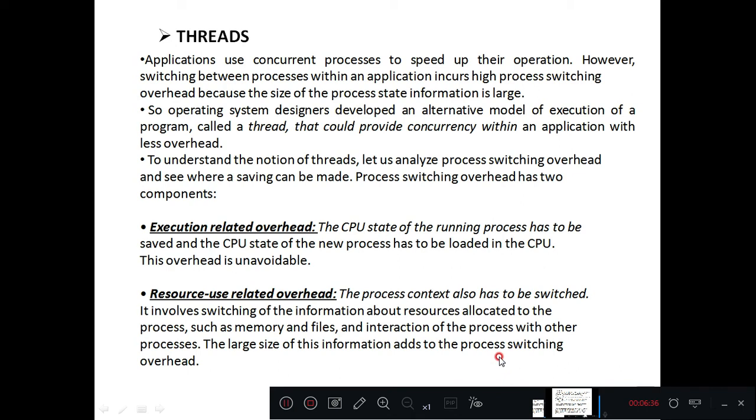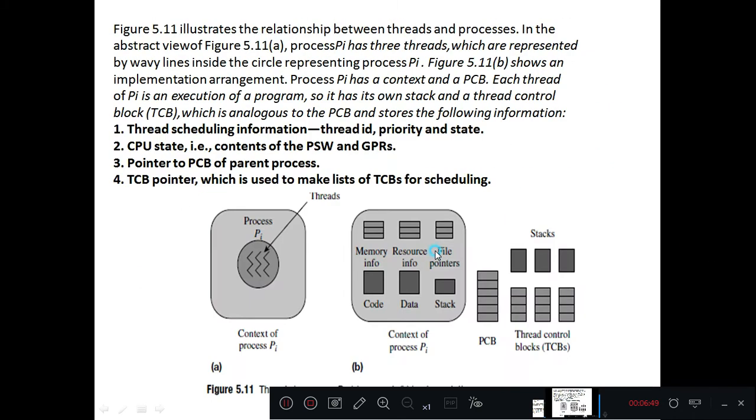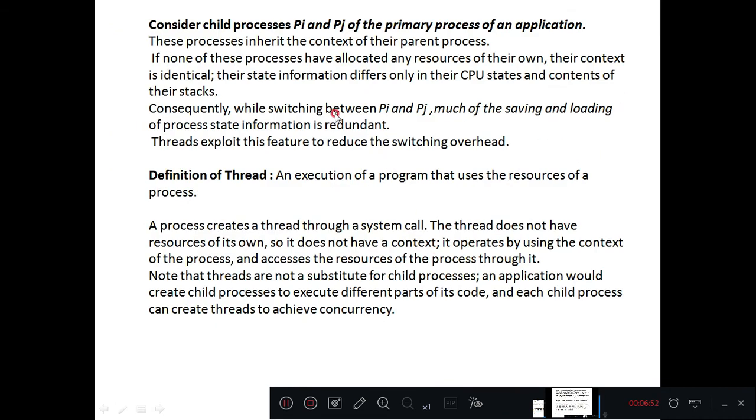In case of parent and child process picture, right? So now we will discuss how these overheads can be reduced by using threads. Moving to the next slide, consider the child processes PI and PJ of a primary process of an application. Let us say one process has created two child processes PI and PJ to execute a particular application.